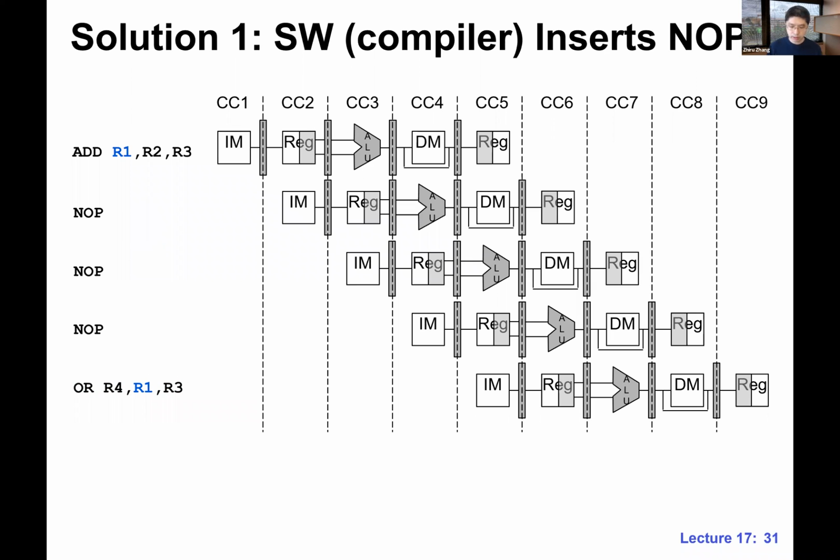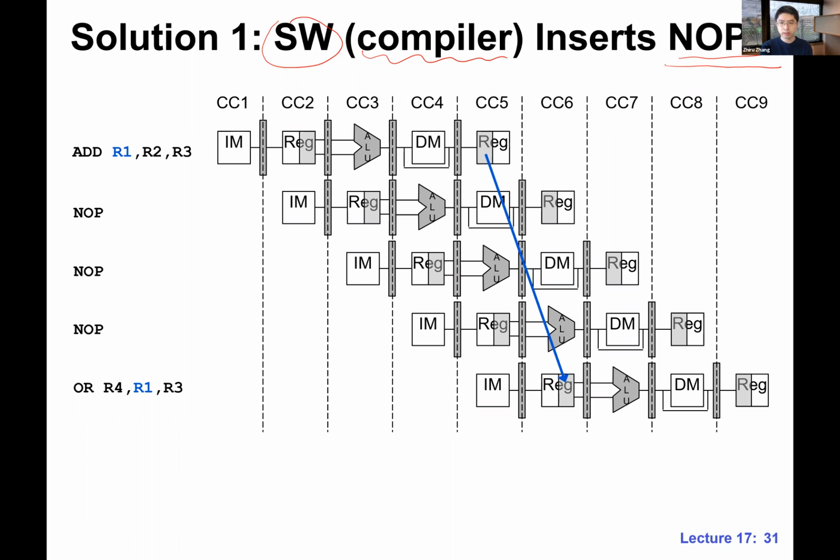Here, I'm assuming that the compiler is smart enough to analyze the dependency between these instructions. SW means software. The compiler will insert these additional no-op instructions in the instruction sequence to guarantee correctness. So we are inserting 3 no-ops here, so that we have a forward dependency. This is where the data hazard is resolved.